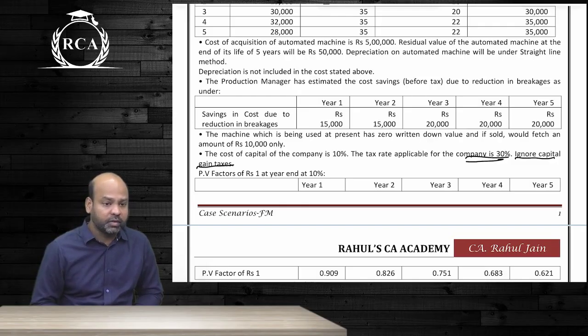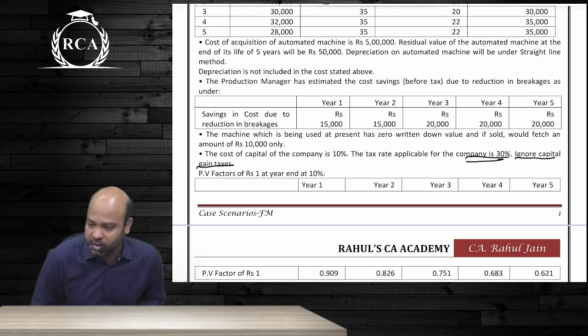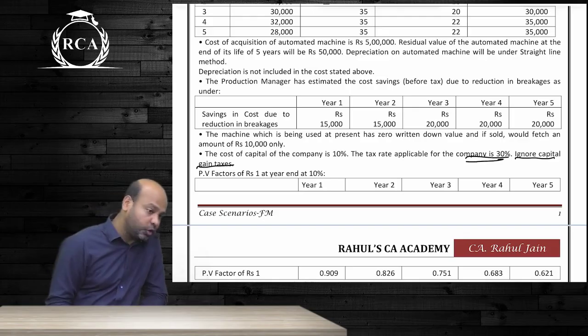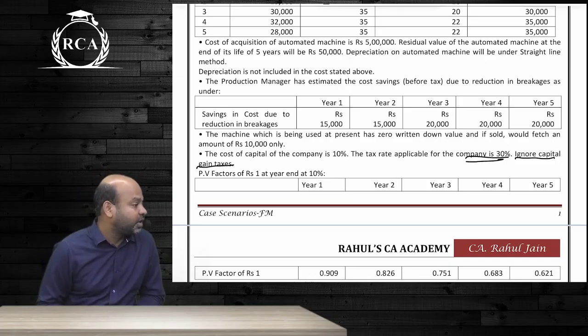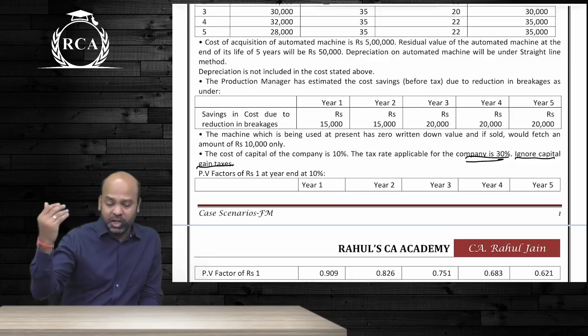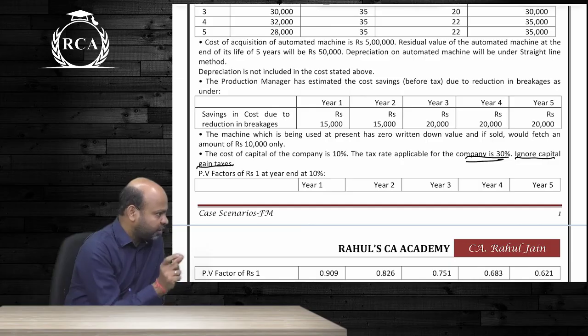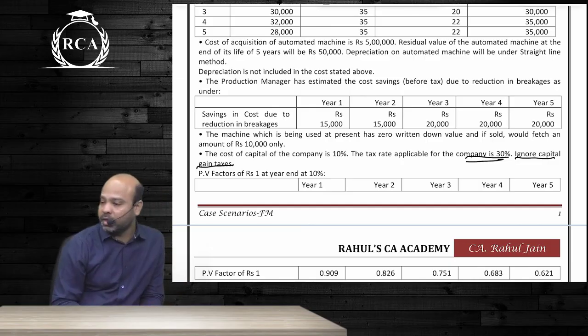So 5 lakhs is the initial investment minus 10,000, guys. 4 lakhs 90,000 will be the net initial investment. Depreciation should be on an incremental basis. Residual value also should be on an incremental basis. The old asset's depreciation is 0, so incremental depreciation is equal to the depreciation of the new machine. Whether the old machine has 0 or not, we always had a habit of mentioning old, new minus old, so that you keep in mind that everything has to be on an incremental basis.